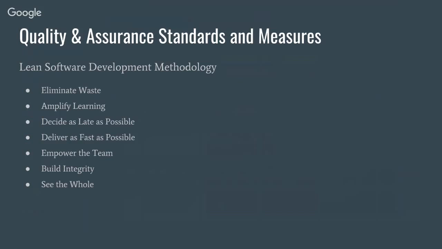The first thing would be, we would eliminate waste, or unnecessary or redundant code. We'd amplify learning, decide as late as possible to allow for more accurate programming, deliver as fast as possible, empower the team, build integrity in, and see the whole, looking at the whole picture instead of just a small portion. That sums up our quality assurance standards and measures. We'll continue to mold these as needed, but overall, this is what we're going to be looking at.